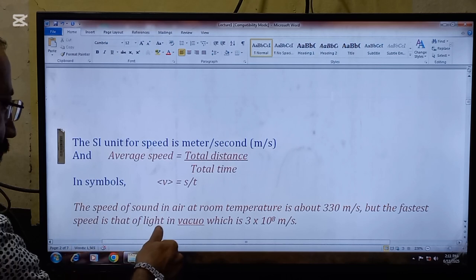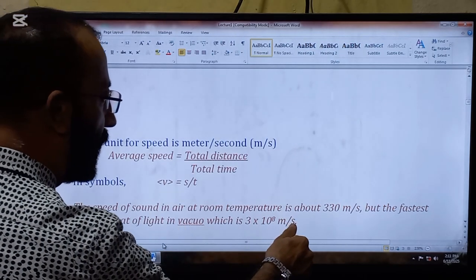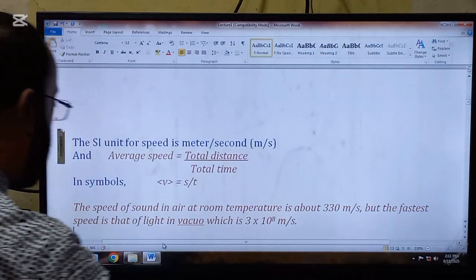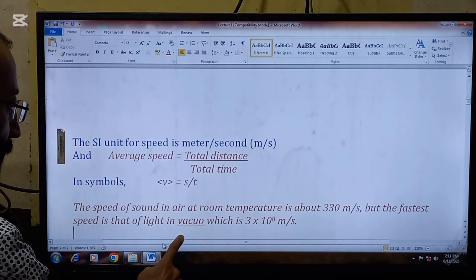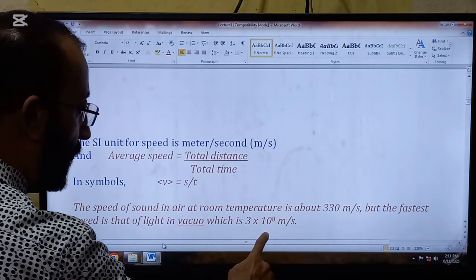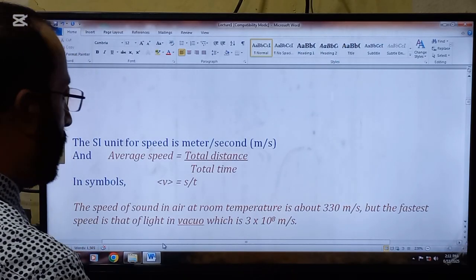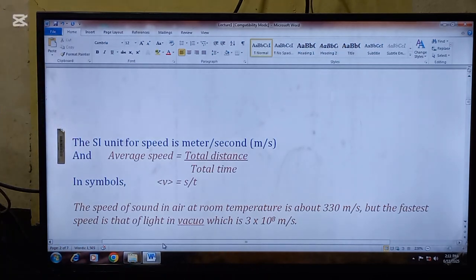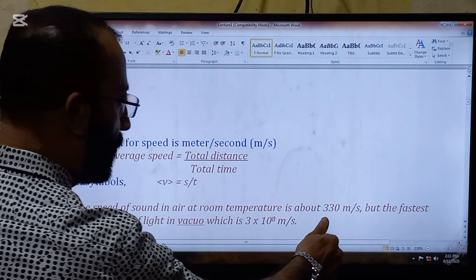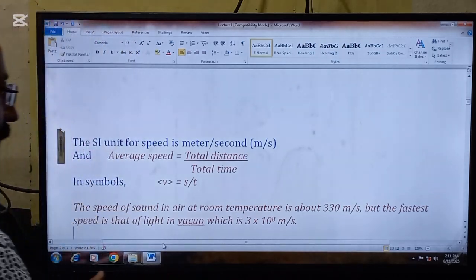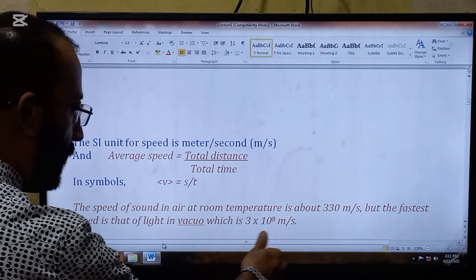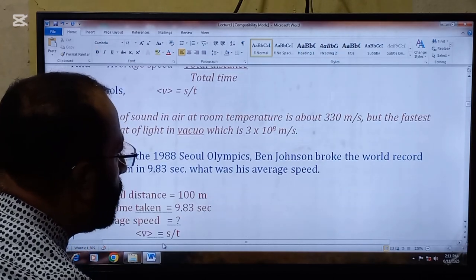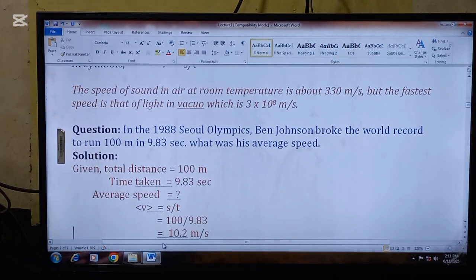The speed of sound in air at room temperature is about 330 meter per second. But the fastest speed is that of light in the vacuum, which is 3 multiplied by 10 raised to power 8 meter per second. So these two concepts are very important as far as your paper is concerned. These are important concepts regarding your MCQs paper.